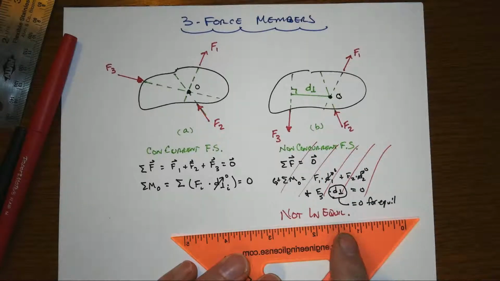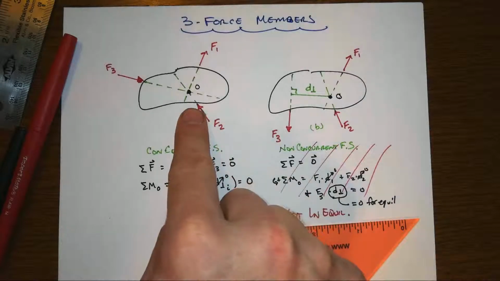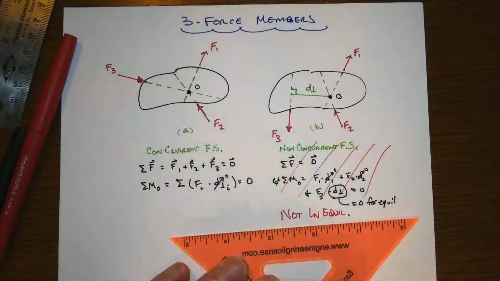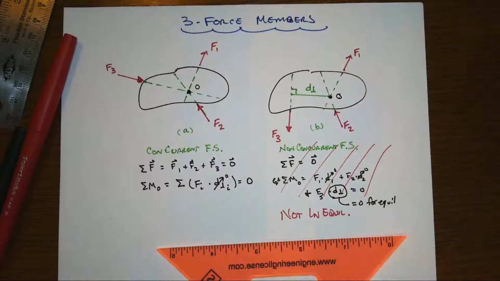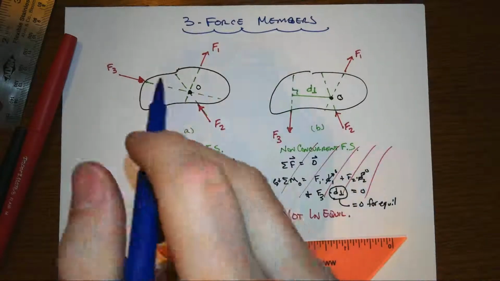So the implication is that if I have a body that has only three forces applied to it, those three forces must be passing through a common point in order for static equilibrium to occur.